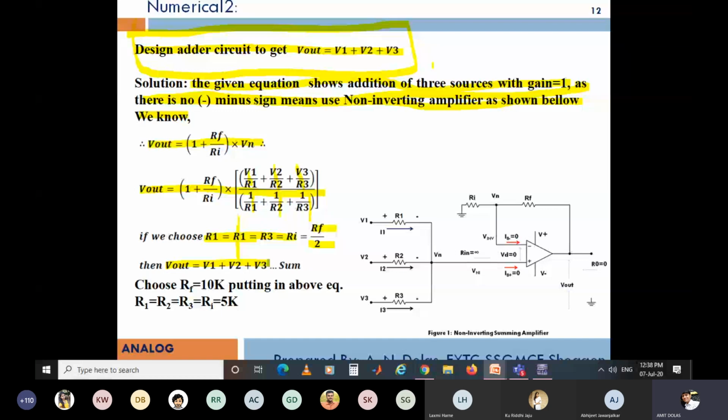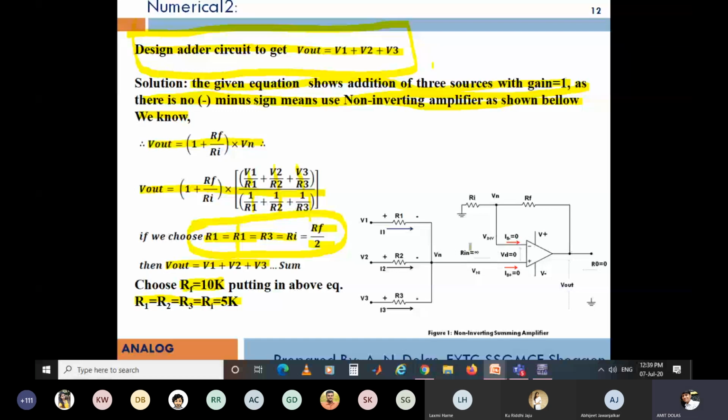That's why I will choose one of the resistances. Of course, Rf I will choose first. So choosing Rf is equal to 10K. Using the proportion, or the relation between R1, R2, R3, Ri and Rf, the remaining resistances R1, R2, R3 and Ri will be equal to 5K. And it will be solved. So what we will do, we will go back to the simulation software, that is Multisim, and start simulating this.